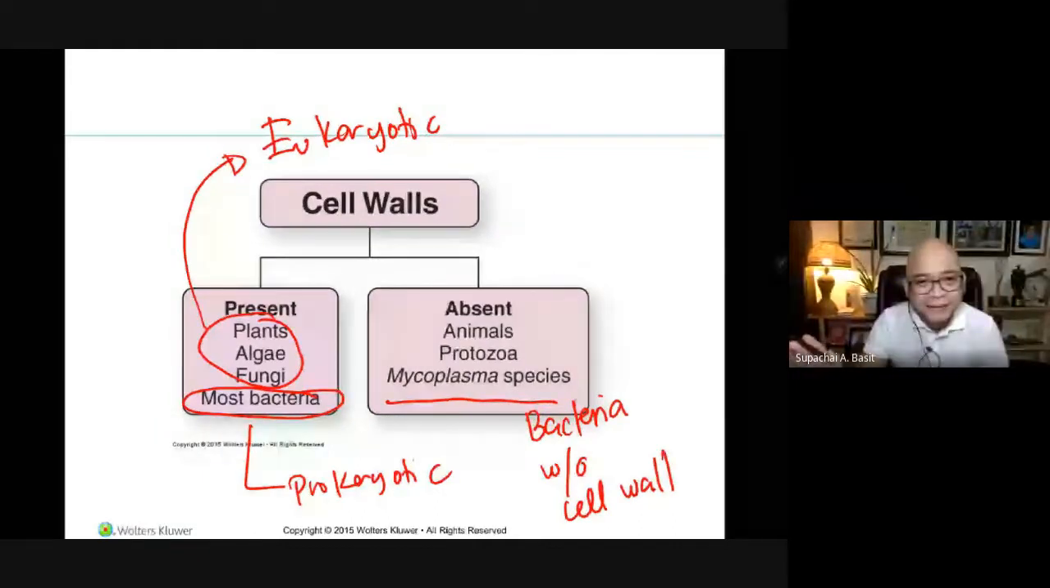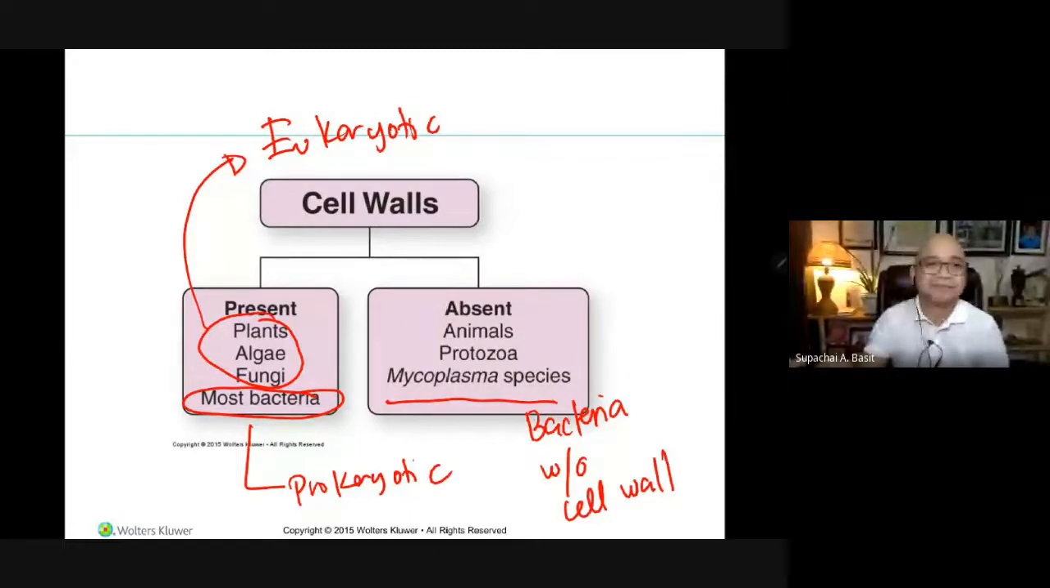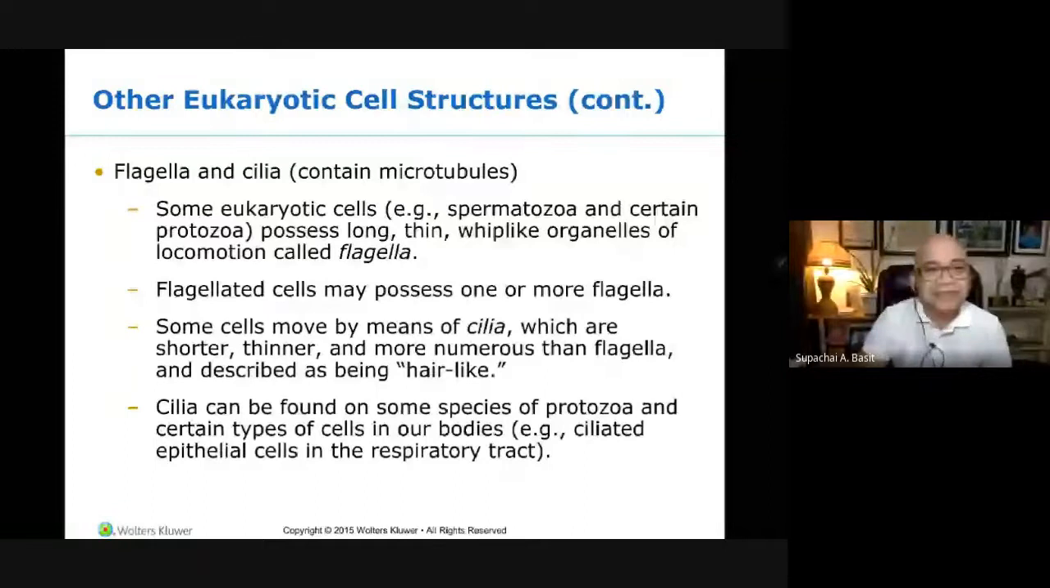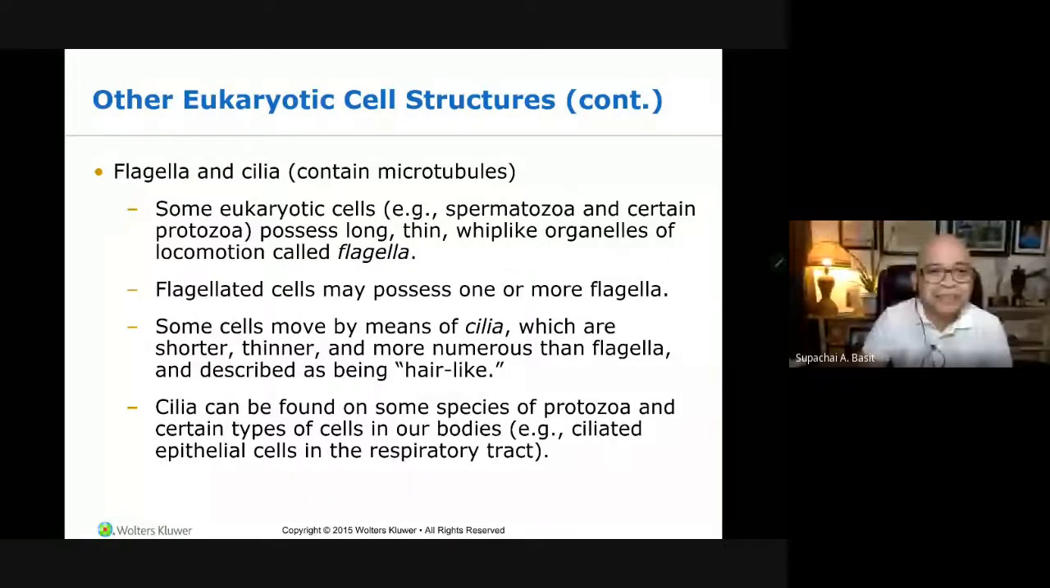So mycoplasma is an example of bacteria without cell wall. Okay? So let's talk about other eukaryotic cell structures that we can find. So we have here the flagella and cilia. Okay. So the flagella and cilia may also contain microtubules.